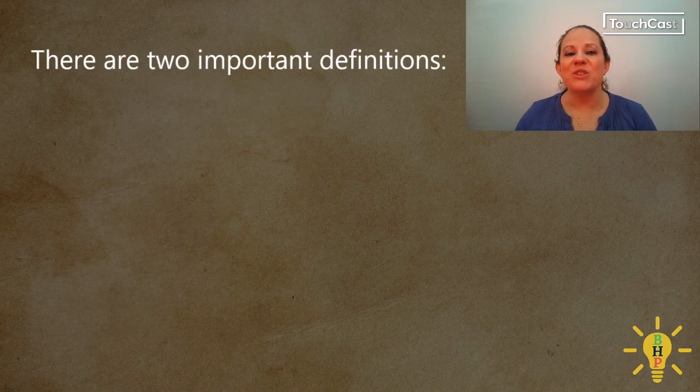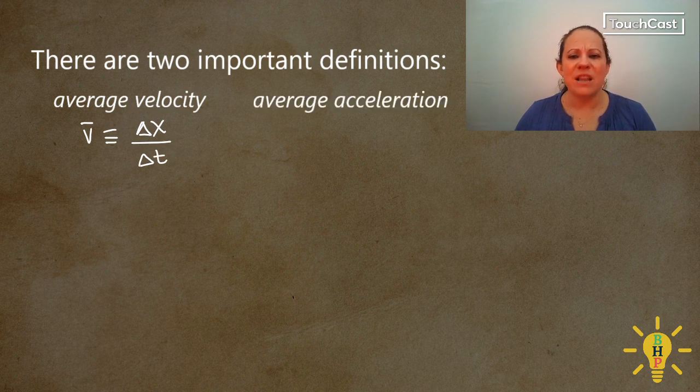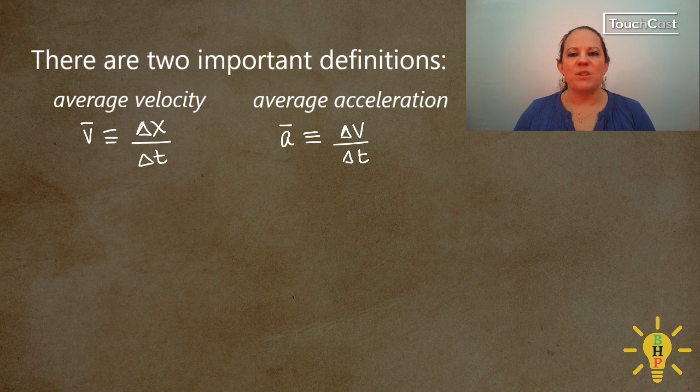There are 2 important definitions to review. One is average velocity, where average velocity, the bar across the top tells us that it's average, is defined as the change in position for an object divided by the elapsed time. There's also average acceleration, which is defined as the change in instantaneous velocity divided by the elapsed time. So you might see this as v final minus v initial divided by our time interval. And I'll go ahead and write it as a t final minus a t initial.